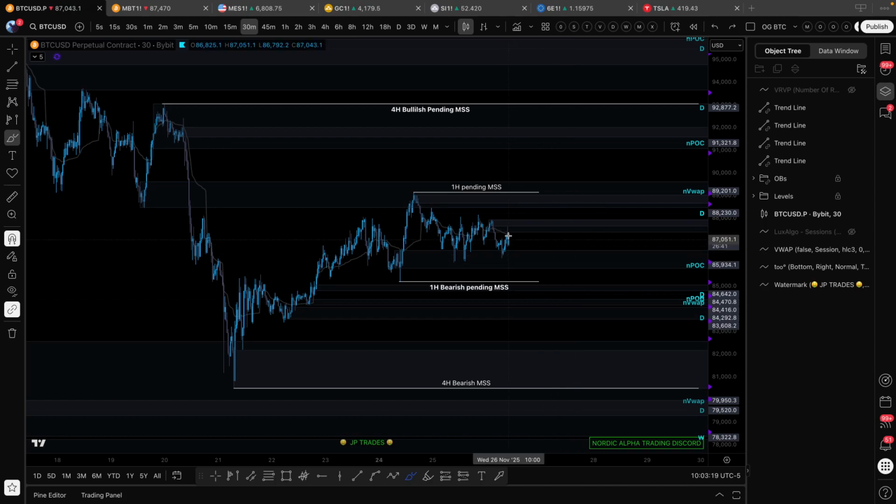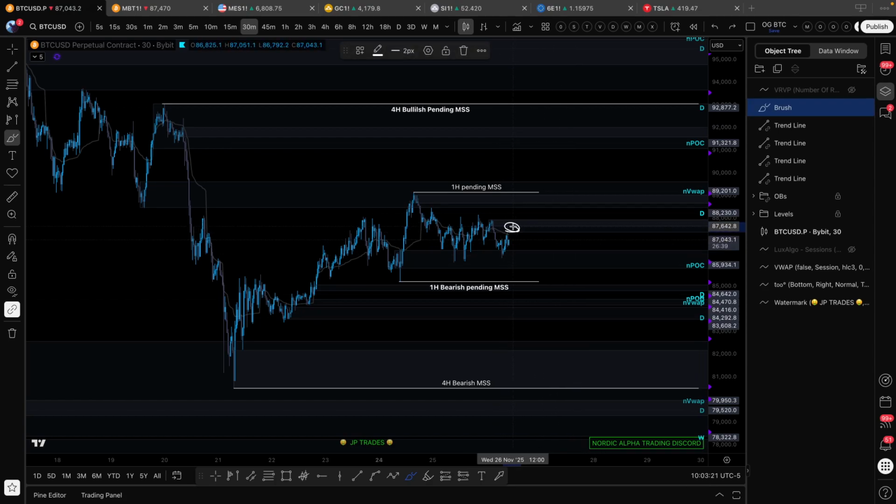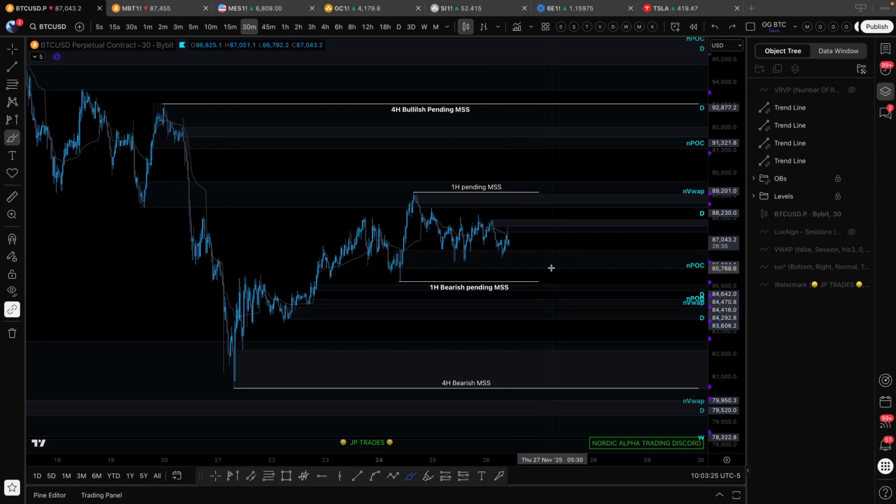So if it decides that this point right here was the rejection to come down lower, that's okay. We will look for a long at all these other levels. Set your alerts, watch for confirmations, have proper risk management. Check out later.